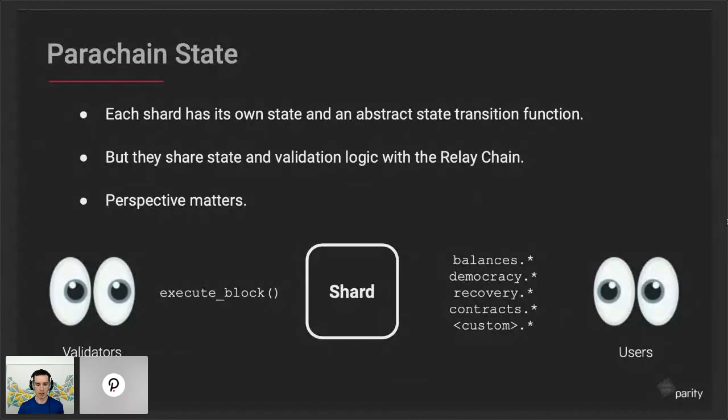What makes it different from a bridge solution, and what actually makes this sharded, is that you're sharing state and validation logic with the relay chain. If you think back to Ethereum 2, they're all sharing validation logic. They can all validate this EWASM state transition function. In Polkadot, we're taking both sides of this, and whether you call it homogeneous or heterogeneous depends on how you're looking at it. If you're looking at it from the outside in, as a user, or looking at another parachain from a parachain, these are all heterogeneous. Each shard will have its own runtime, and you can have, for example, the balances module and the democracy module.